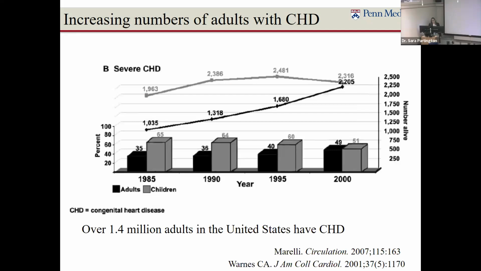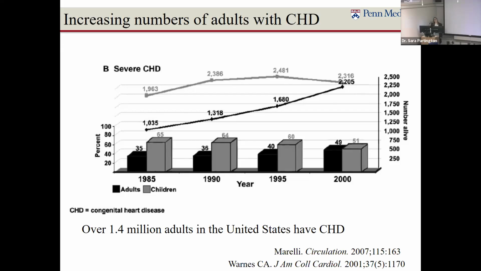And this is what the data really shows us. This is data from Montreal, Quebec, looking at the prevalence of congenital heart disease. The gray bar on the top represents babies born with complex congenital heart disease, and you can see that number has been relatively stable over the years. But what's really noticeable about this figure is the black bar below, which represents the number of adults living with congenital heart disease. And that number has been increasing year after year and continues to increase as there are improvements in care for children with congenital heart disease.